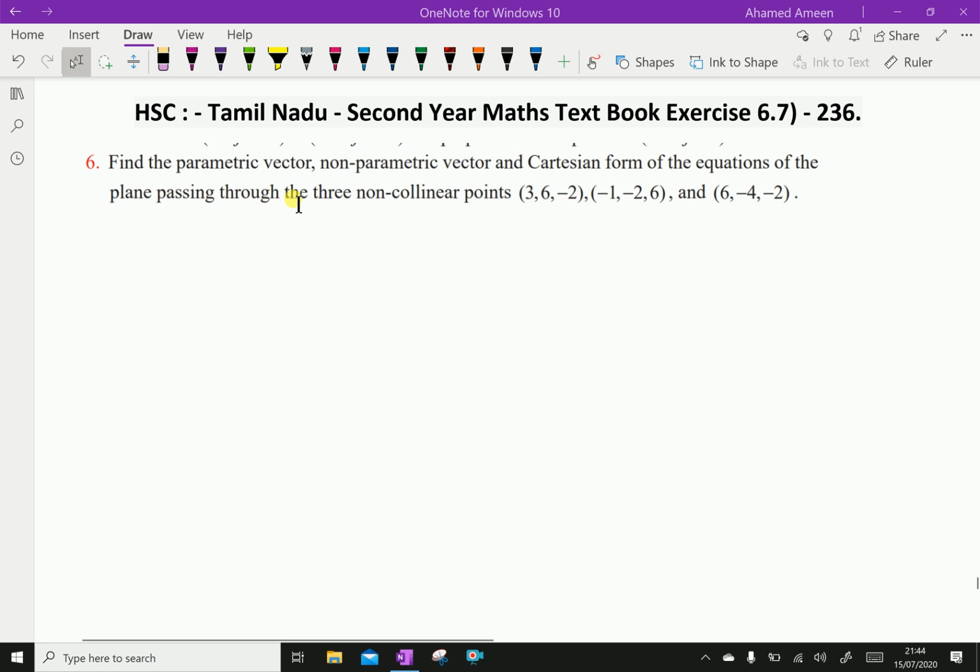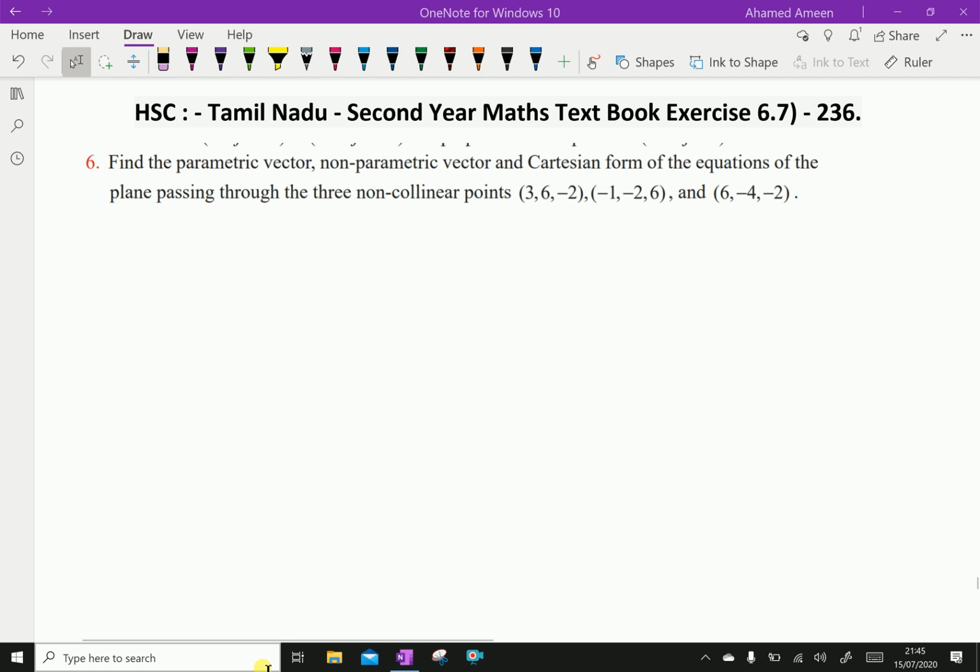Find the parametric vector, non-parametric vector and Cartesian form of the equation of the plane passing through the three non-collinear points (3, 6, -2), (-1, -2, 6) and (6, -4, -2).